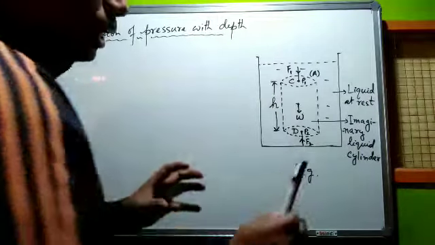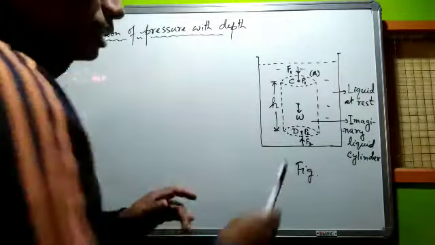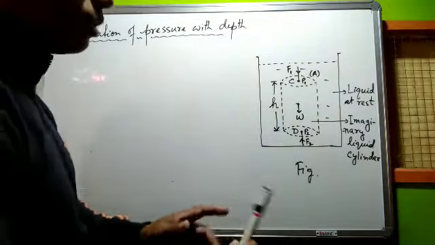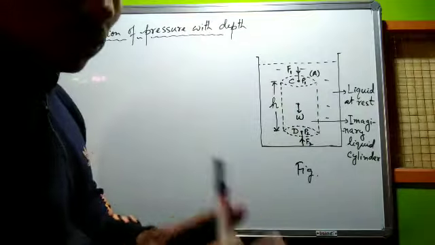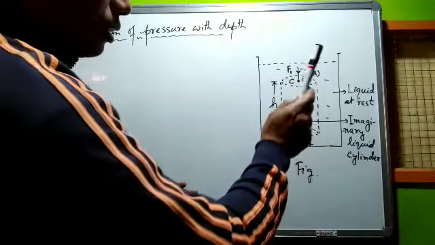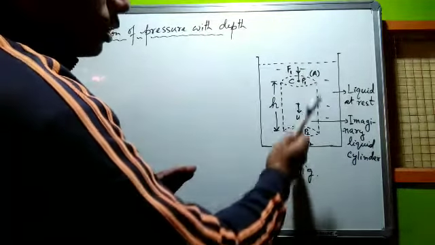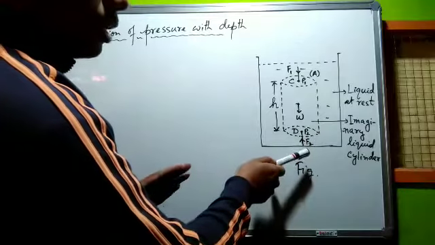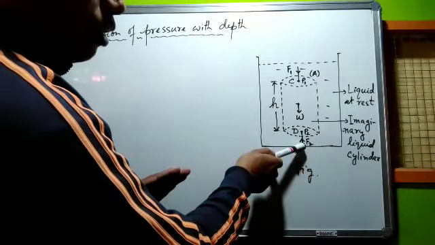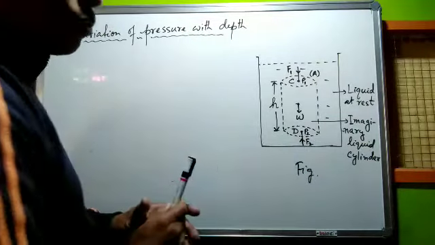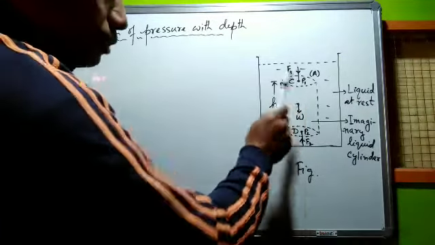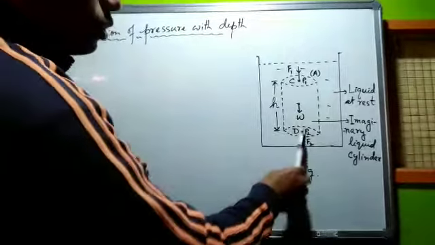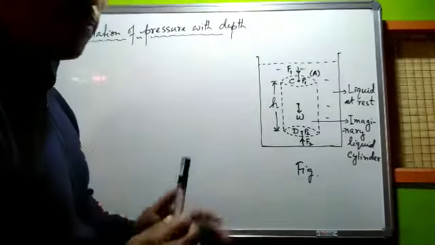Since the liquid is at rest, the imaginary cylinder is also at rest, so the net force exerted on the cylinder should be equal to 0. The total upward force is F2, the force at the bottom. The total downward force is F1 and W. So F1 plus W, the total downward force, equals the total upward force F2.